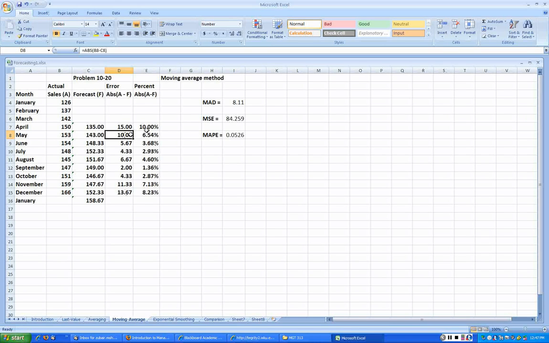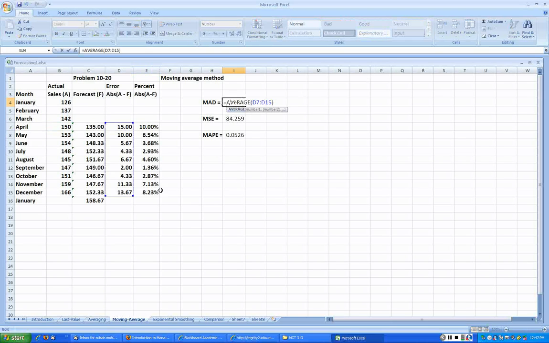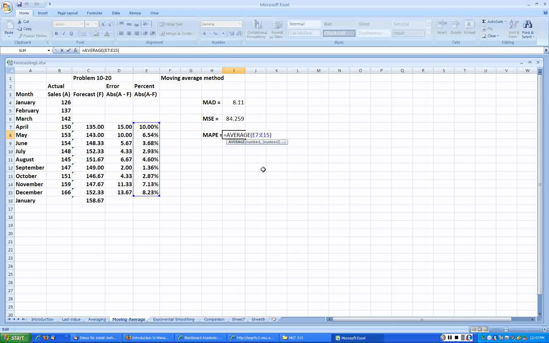Then the percent absolute error is the ratio of the error to the actual value, and we do it only, again, for the data for which we have both actual as well as the forecast. These formulas were similar to what we had before. That's the average of that one, and MSE is the sum of the squared errors divided by the number of error terms. Mean absolute percent error is the percentage of error for each period, and the average of those is what is given here.